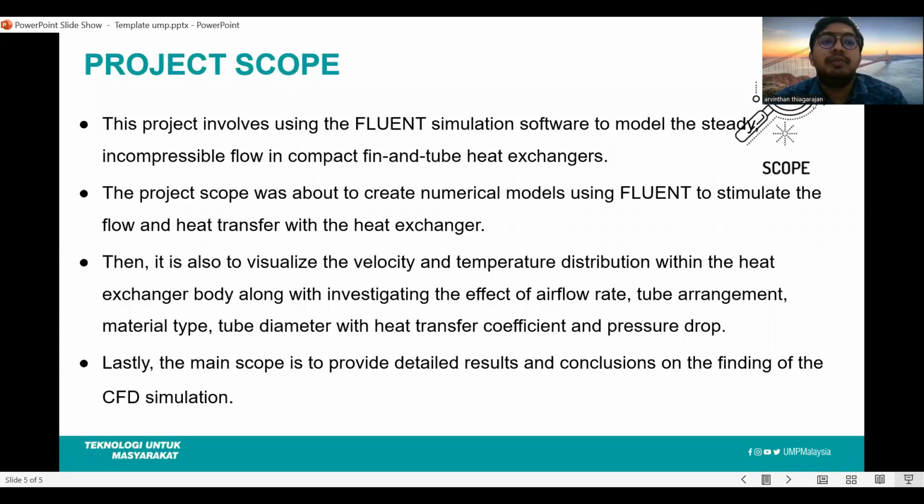Next is the project scope. This project involves using the Fluent simulation software to model the steady incompressible flow in a compact fin and tube exchanger. The scope is to create a numerical model using Fluent to simulate the flow and heat transfer within the heat exchanger. Then it is also to visualize the velocity and temperature distribution inside the heat exchanger body, along with investigation of the effects of flow rate, tube arrangement and material types, and tube diameter on the heat transfer coefficient and pressure drop. Lastly, the scope is to provide detailed results and conclusions on the findings of the CFD simulation. Thank you. My friend will continue.